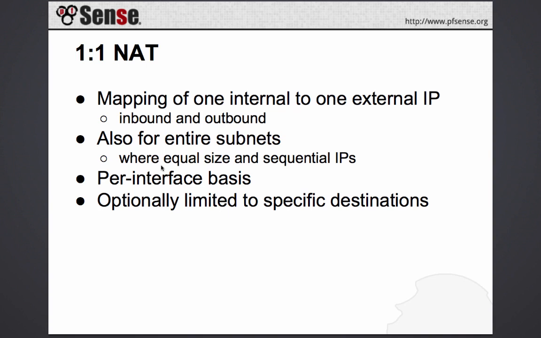Now it's a different circumstance if you're NATing between internal networks or something along those lines. It is on a per interface basis, and so for each WAN interface, you would need your own one-to-one specific to that particular WAN. And optionally, you can limit it to certain destinations.